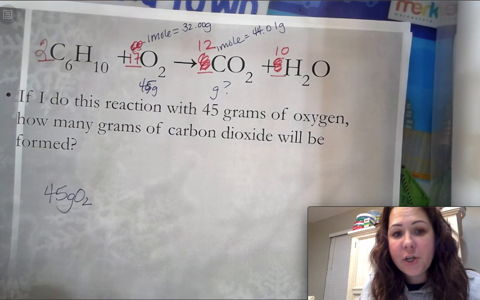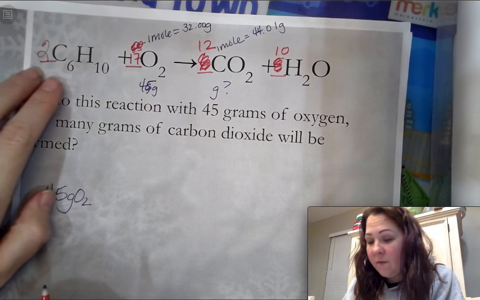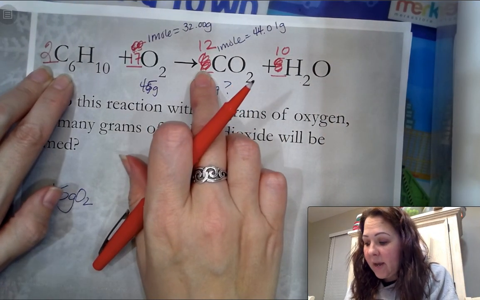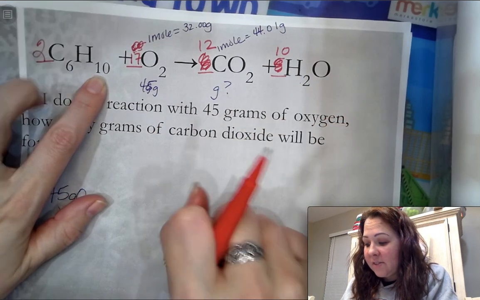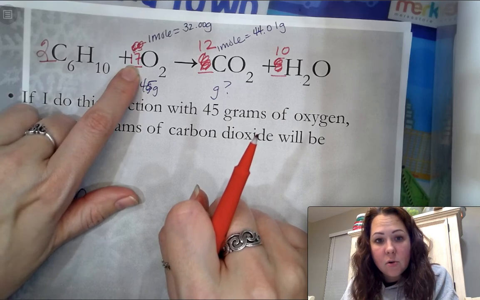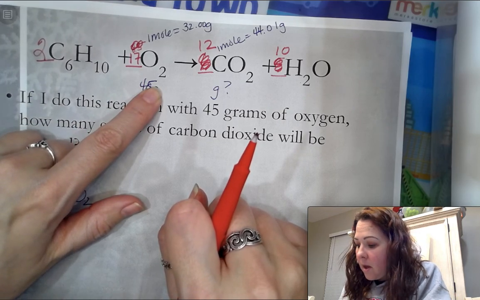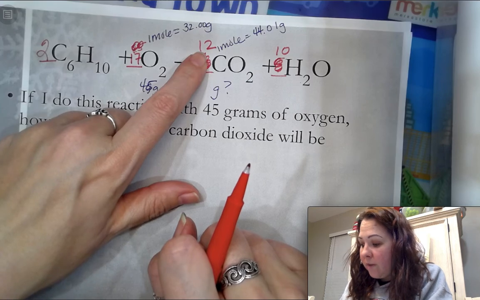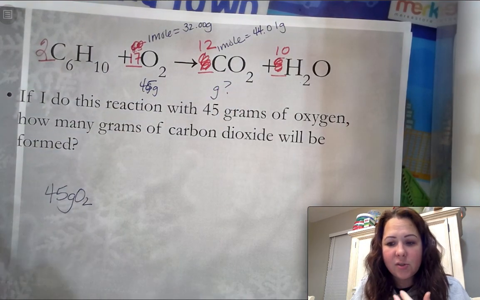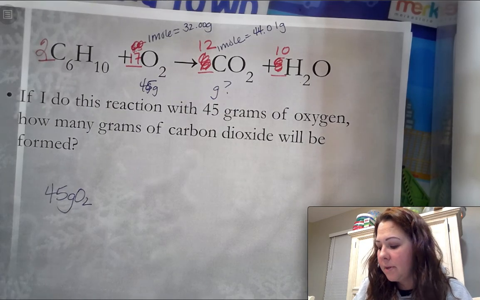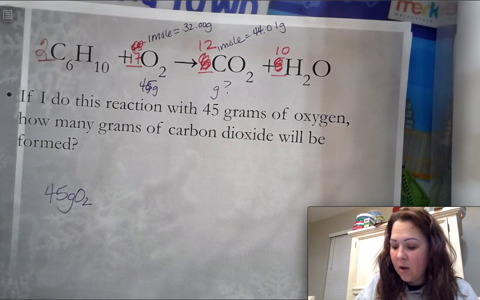So now if we recheck our work, we have 12 carbon and 12 carbon, 20 hydrogen and 20 hydrogen. And then for my oxygen, I have 17 times 2, that's 34. Then I have 12 times 2 is 24, plus 10 is 34. So that's a balanced reaction. That's just a little trick to get around with your combustion. So now back to my problem.